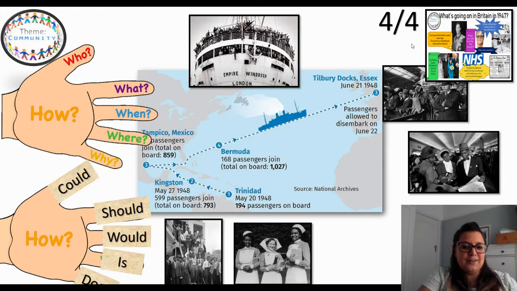So now that we know the journey that this ship went on, and we've got the images here around the map, we can start to make some links, maybe answer some of the questions that we had from the earlier slides. We've definitely got a sense of different communities coming together.